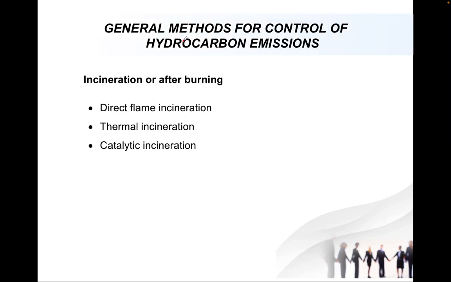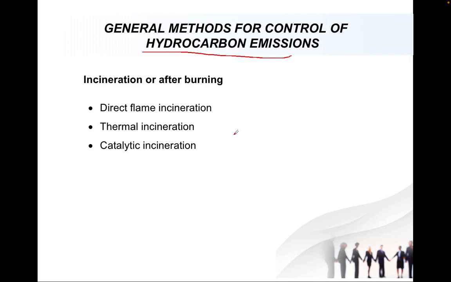Then the hydrocarbons. What are the main causes of hydrocarbon production? The main cause is incomplete combustion. Fuel is just hydrocarbons, right? Because of incomplete combustion, hydrocarbon molecules are present inside the flue gases. For that we can use different methods like direct flame incineration, thermal incineration, and catalytic incineration. After the combustion, we carry out the combustion process again to completely burn the hydrocarbons. That's how we can reduce it.